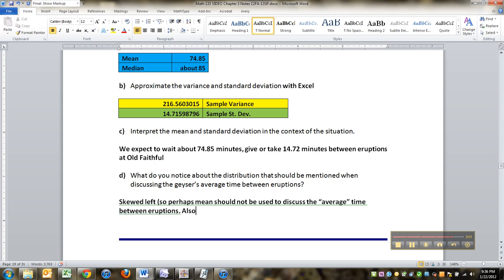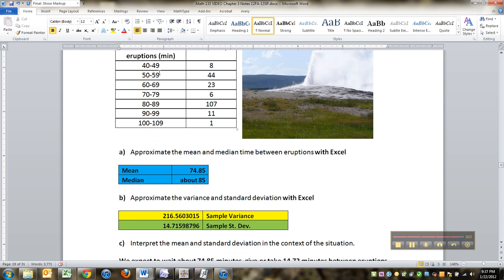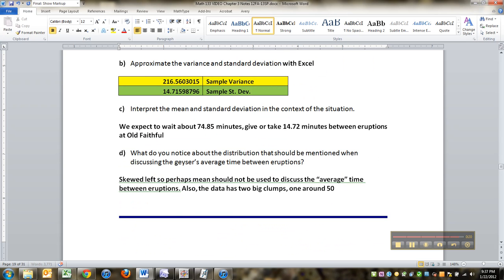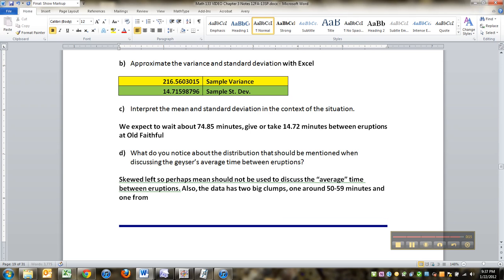Also, and then also, the data has two big clumps. One around the 50 to 59 minute mark, and one from 80 to 89. So it looks like you're mostly going to be waiting either this time or this time.